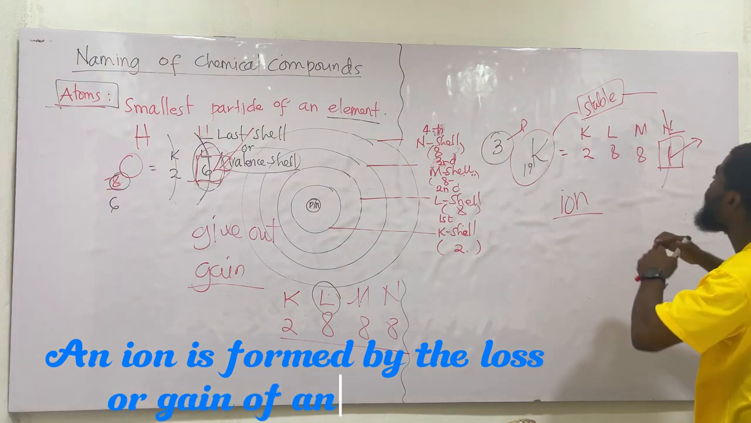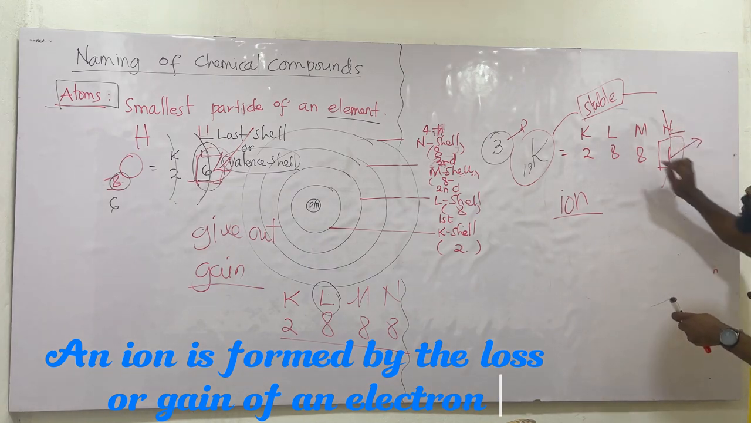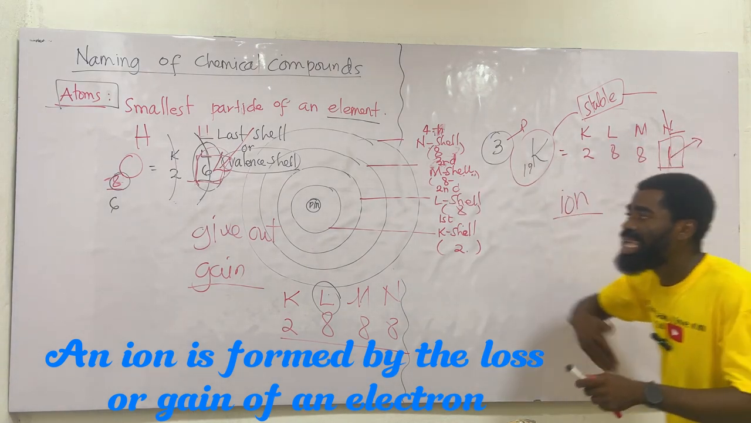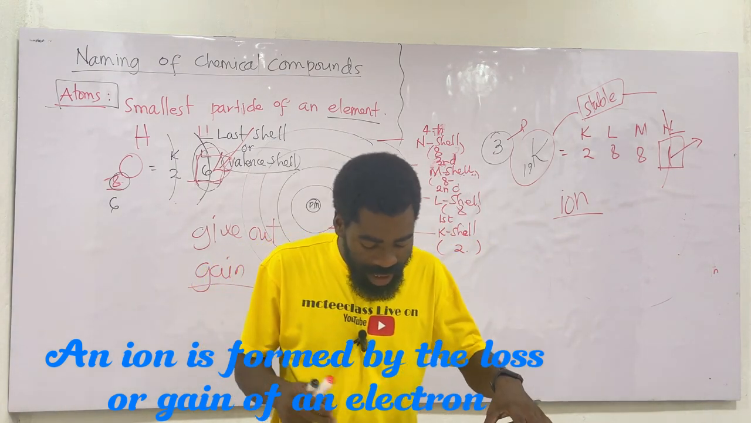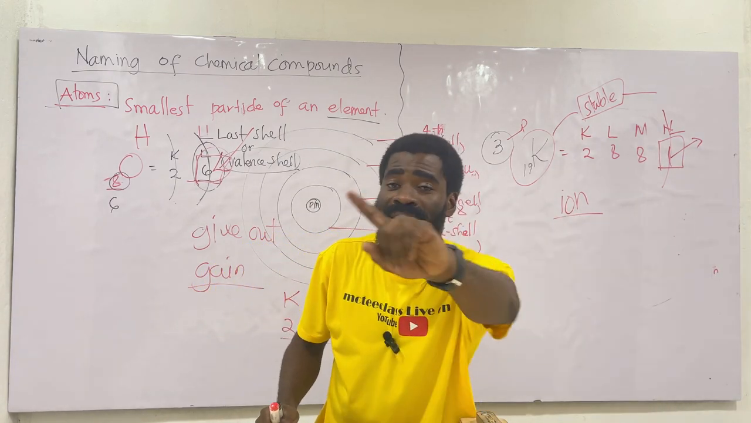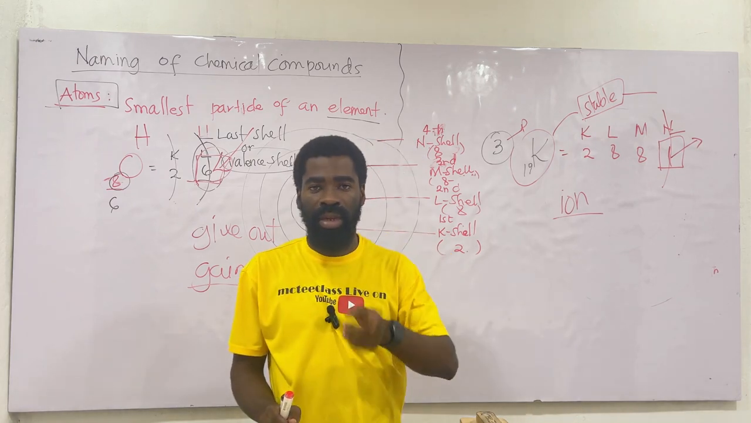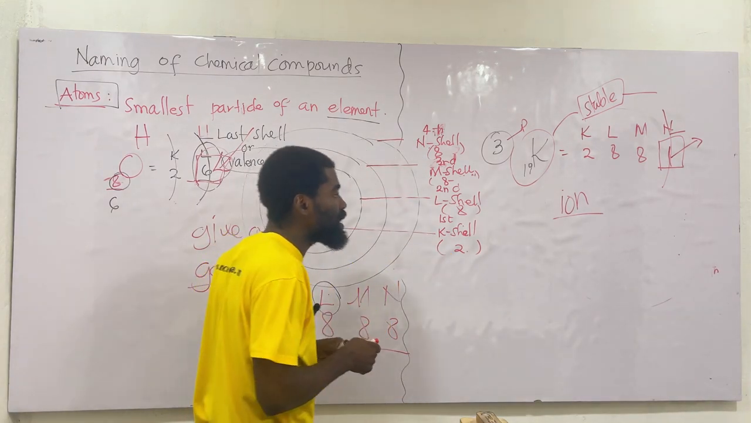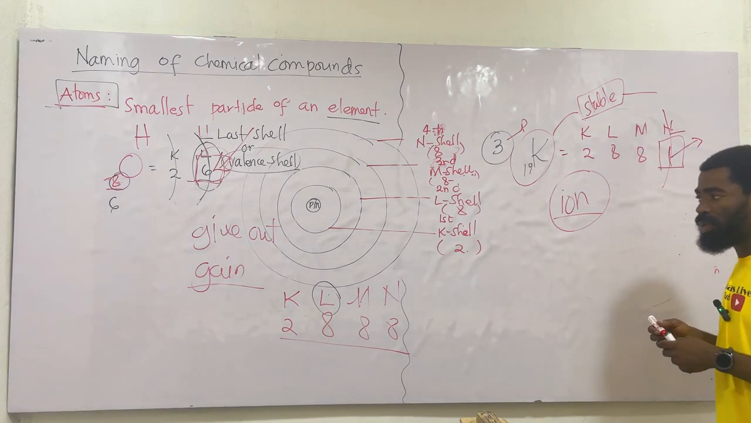Good. So I'm saying that once you are not stable, that means your last shell, the valence shell, is not fully filled, and you either give out or you receive. Under what condition will you give out, or will you receive? That's the next thing. So how do I know this guy is giving out, and how do I know this guy is receiving? Whether you give out or receive, you form an ion.